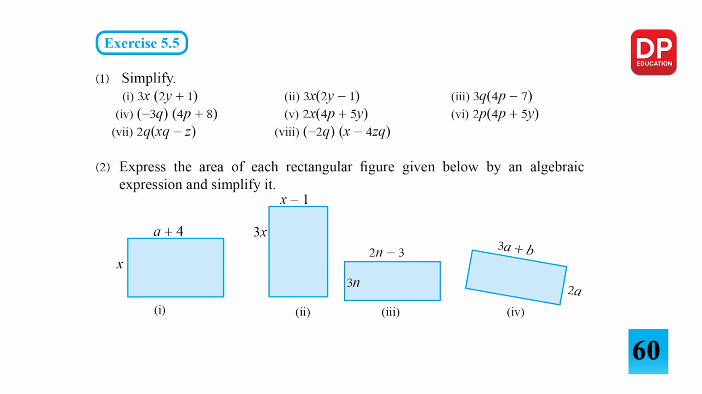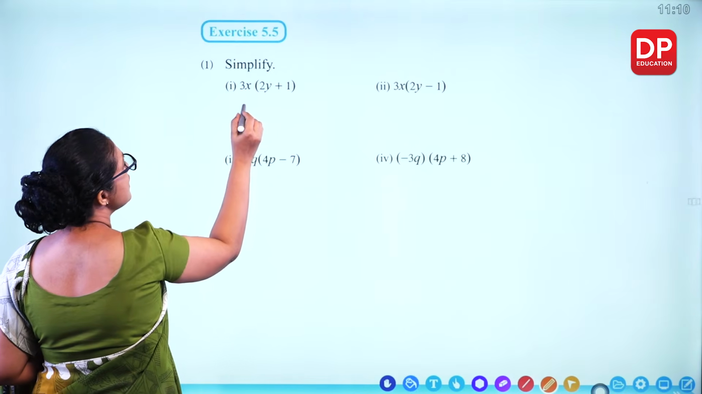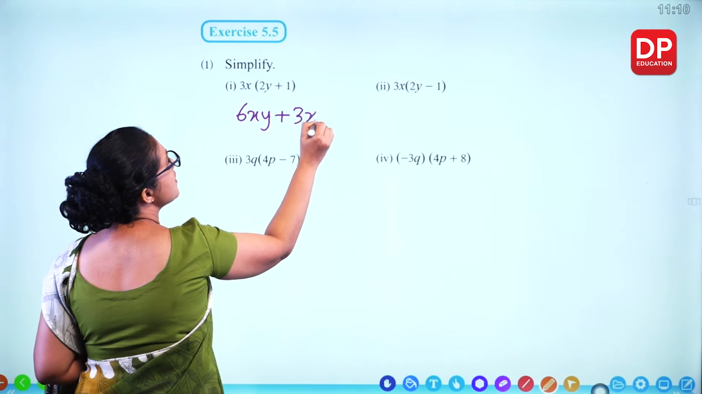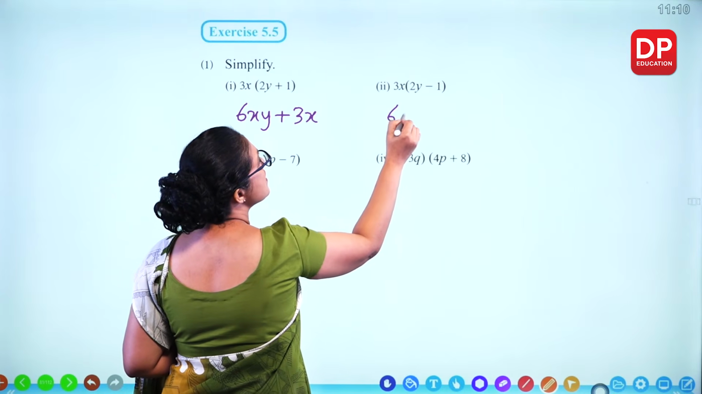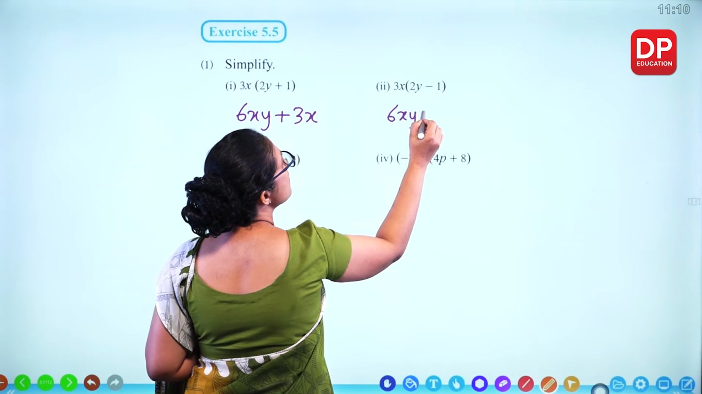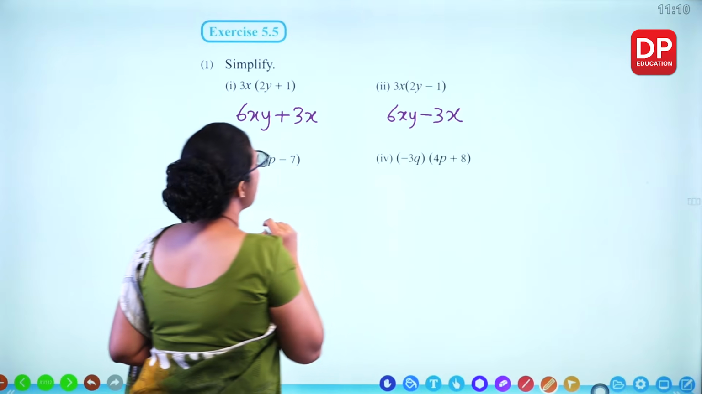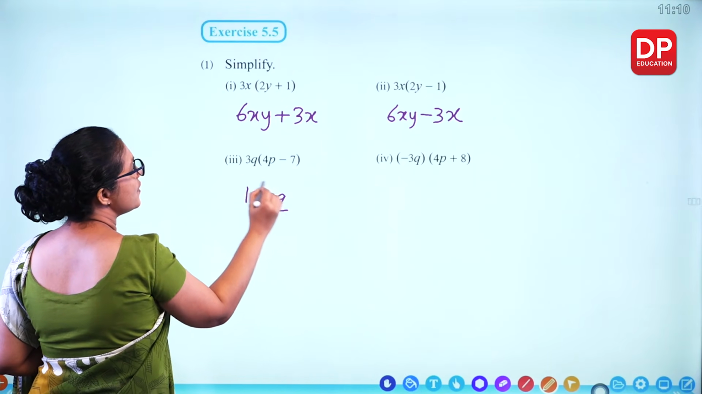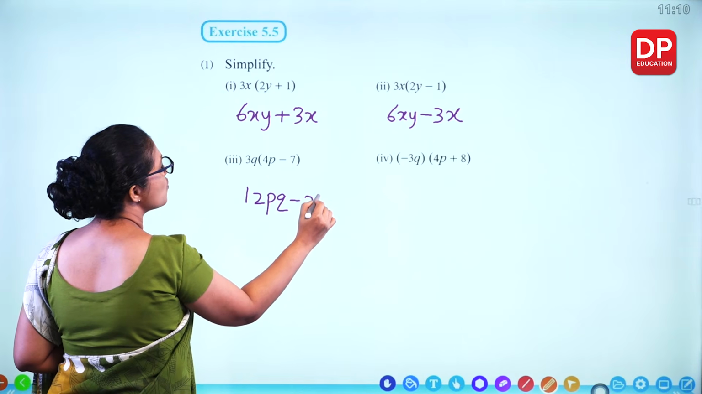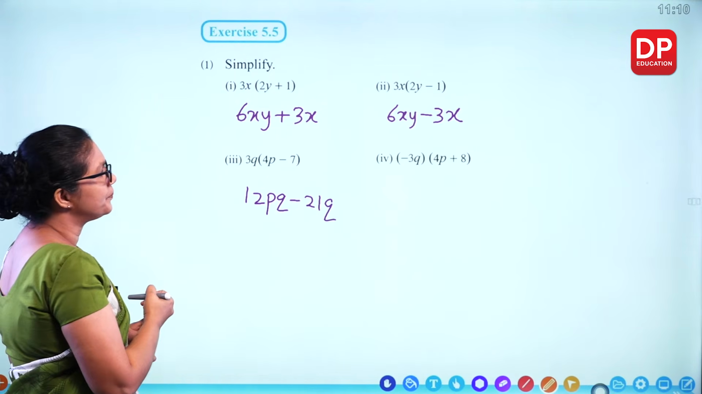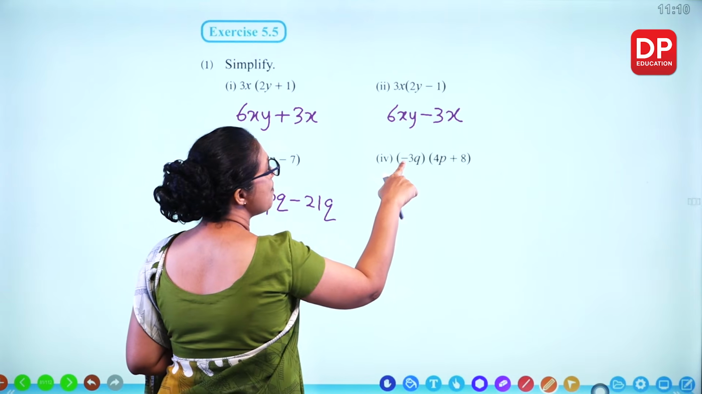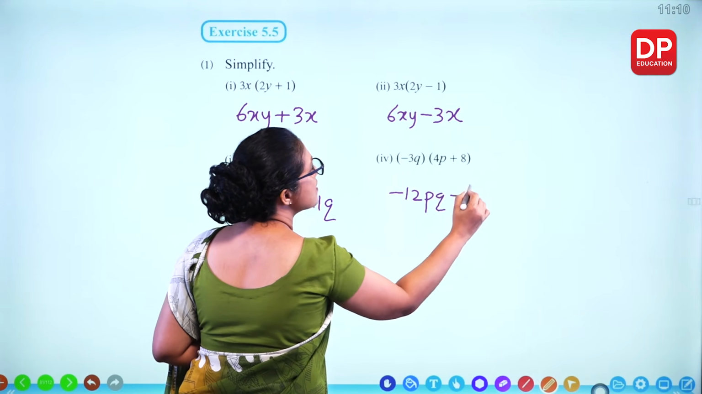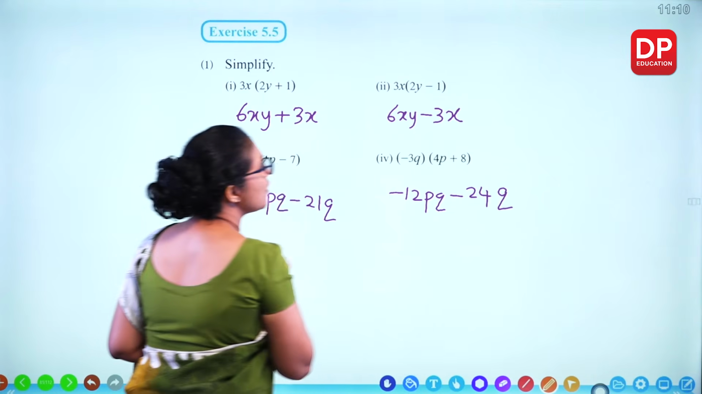Exercise 5.5, simplify. 3 times 2, 6, 6xy. 3x into 1, that's 3x. 3 times 2, 6xy. 3x minus 1 minus 3x. 3 times 4, 12pq. 3q times minus 7, minus 21q. Here minus sign is there. Minus 3 times 4, minus 12pq and minus 24q.